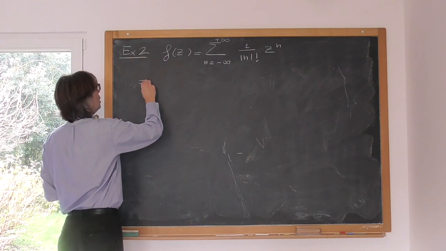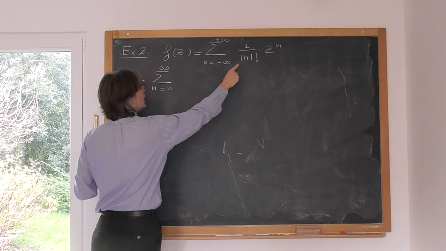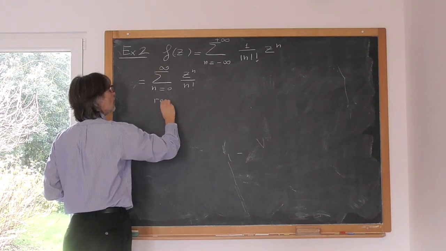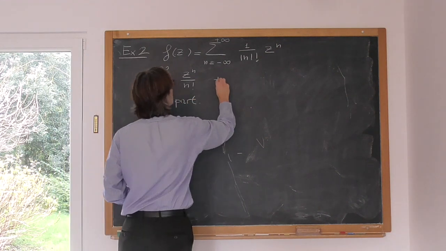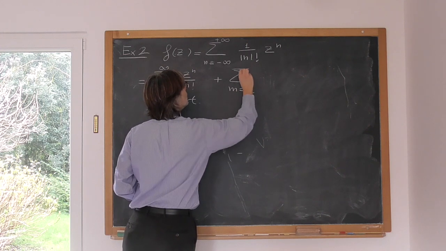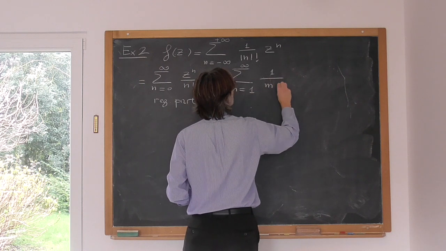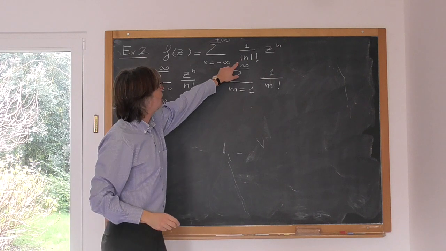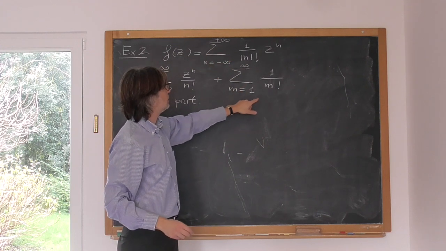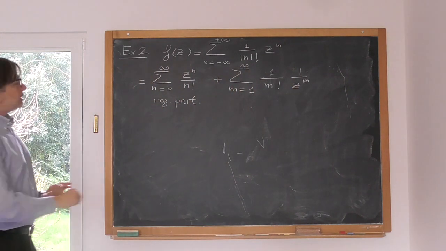Again, we write first the regular part. The regular part is this sum, but when n is non-negative and goes from 0 to infinity, then this absolute value goes away. So this is just z to the n divided by n factorial. So this is the regular part, plus the sum, again, m is minus n, m goes from 1 to infinity, and here we have 1 over m factorial, right, because the absolute value of n in this case is minus n because n is negative, but m is minus n. So here we get m factorial, and here we get 1 over z to the power m. And this is the principal part.